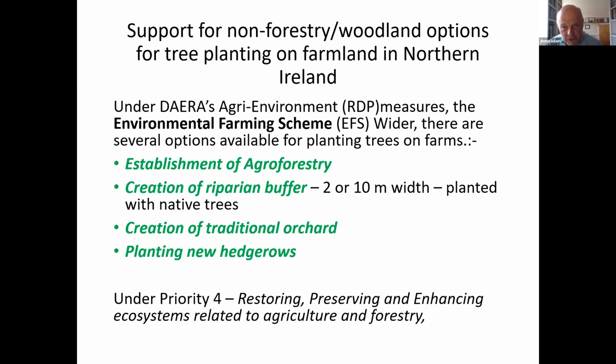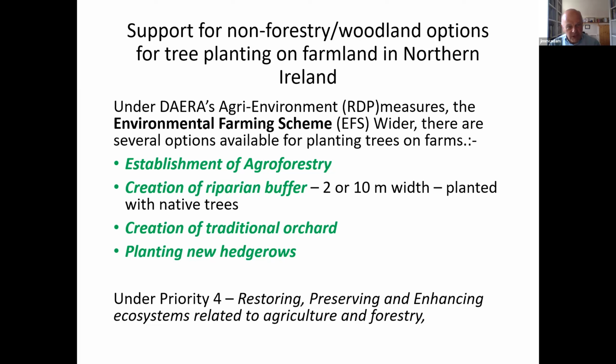And under the department's agri-environment measures, which is called the Environmental Farming Scheme in Northern Ireland, the EFS, the so-called wider options, there are several options available for planting trees on farms. The main one, obviously, which I'm going to go into detail on, is the establishment of agroforestry. But then there are 3 other options within that, and I'll talk briefly about them as well. They're for the creation of riparian buffers, and there are 2 or a 10 meter width. There are funding options for those planted with native trees.